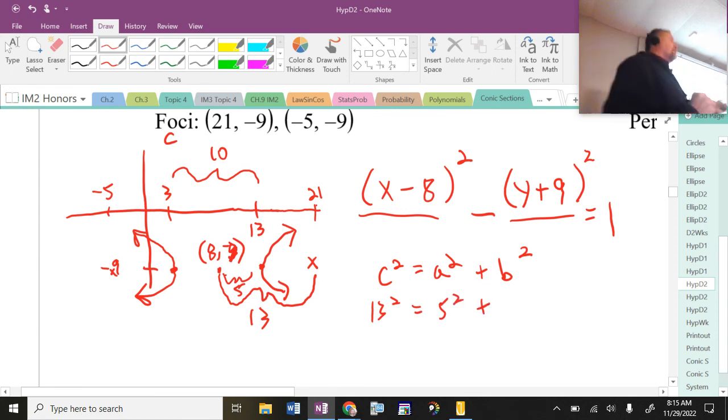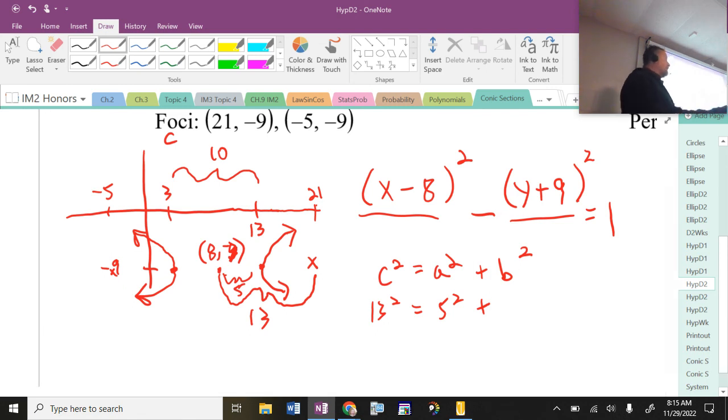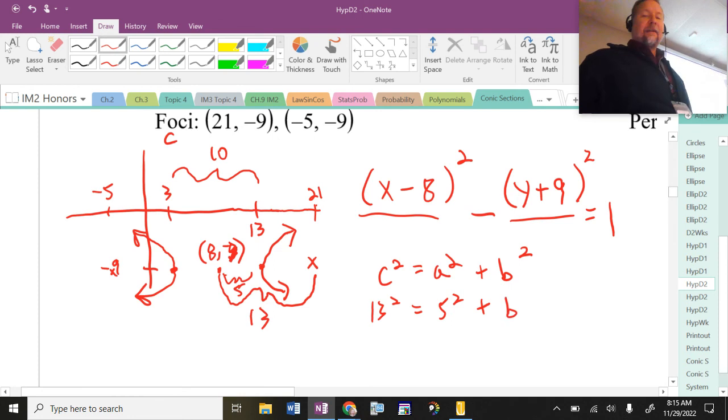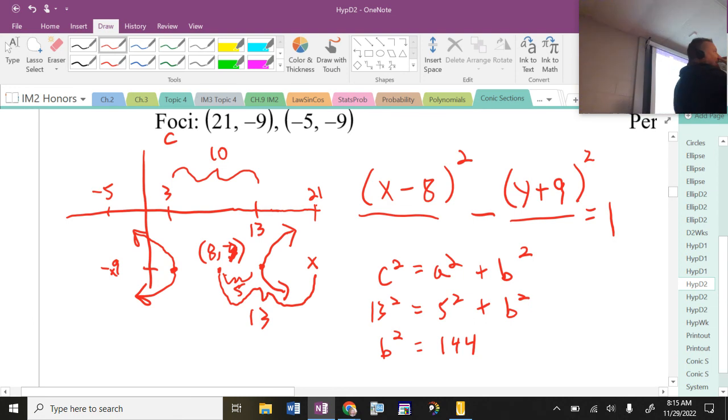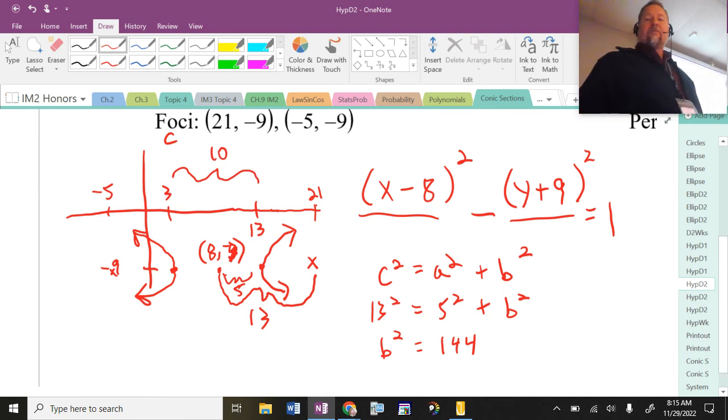Does anyone know 5 squared plus blank squared equals 13 squared? Anyone know the next number? 3, 4, 5 is a Pythagorean triple. This is the second one that usually people know. 5, nobody? Not 6, not 8. 12. 13 squared is 169. 5 squared is 25. 169 minus 25 is 144.